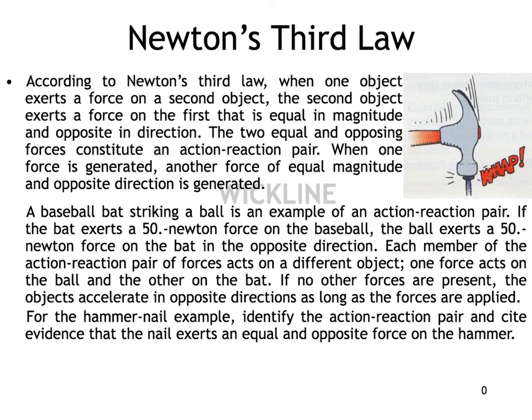It basically says that whatever force is put on one object, that object will put the exact same force onto the other object. It'll just be in the opposite direction. So in the case of a hammer and a nail, if the hammer is swinging down with a force of 50 newtons, then the nail is going to push up with a force of 50 newtons.